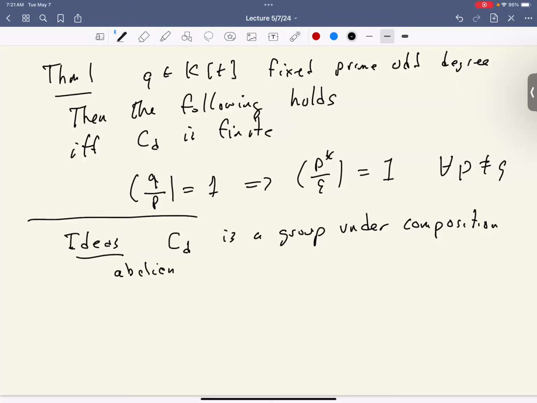And what else do I want to say? I'll mention a little bit more about this, but this is kind of the starting point. And you need this in order to apply this to quadratic reciprocity. So what's the next idea?